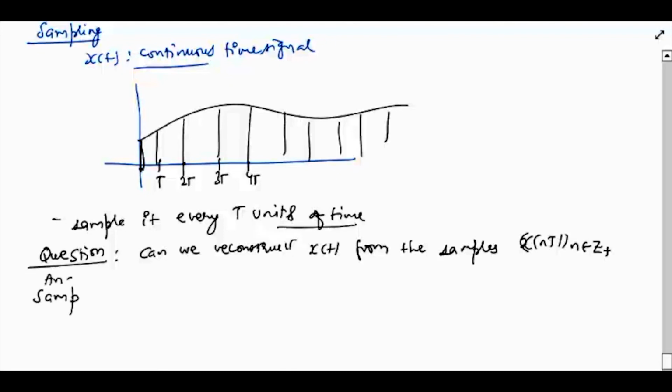So here is the answer. Sampling theorem by Shannon and Nyquist.